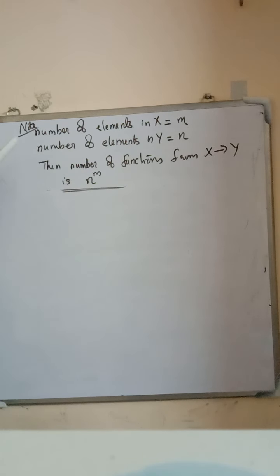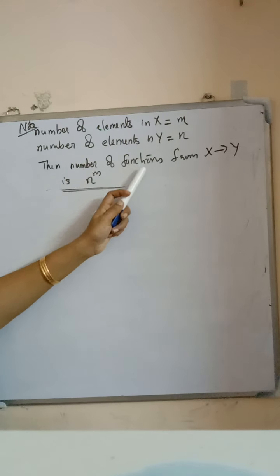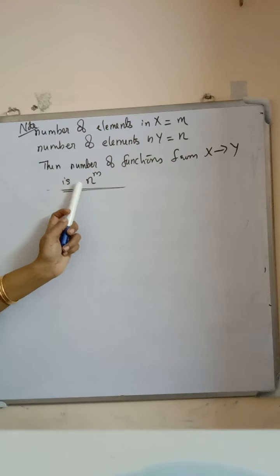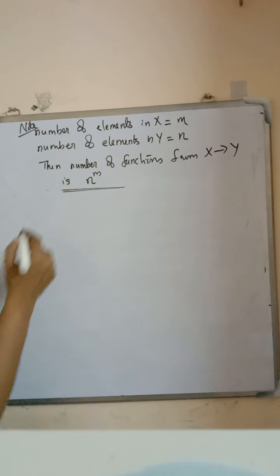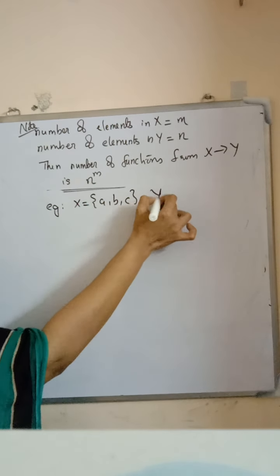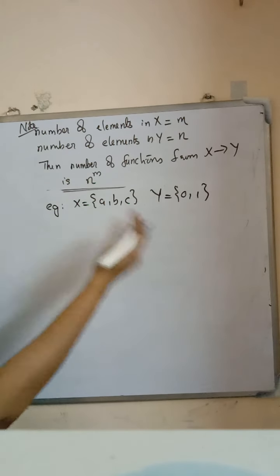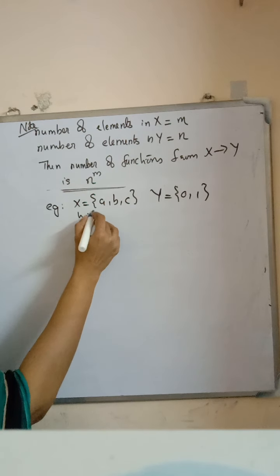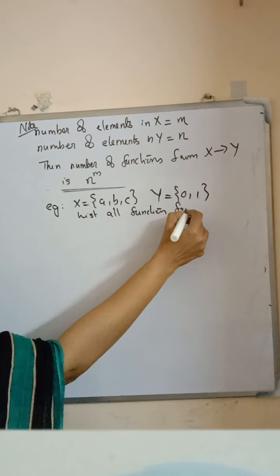Also note that if the number of elements in the set X is equal to m and the number of elements in the set Y is equal to n, then the number of functions from X to Y is n raised to m. That is, the number of elements in Y raised to the number of elements in X. For example, consider the set X equal to the set {a, b, c} and Y equal to the set {0, 1}. Then list all the functions from X to Y.